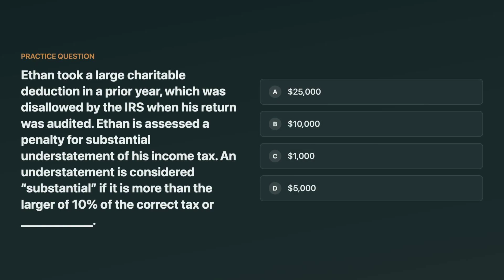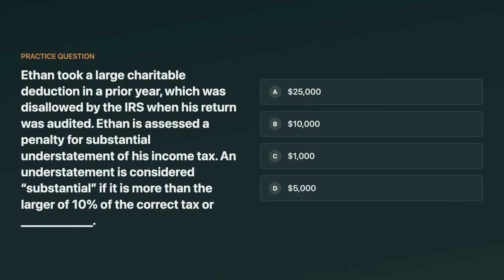Ethan took a large charitable deduction that was later disallowed on audit, and he's assessed a penalty for substantial understatement of income tax. An understatement is considered substantial if it's more than the larger of 10% of the correct tax, or what dollar amount. The options include $25,000, $10,000, $1,000, and $5,000. Think about the individual threshold.